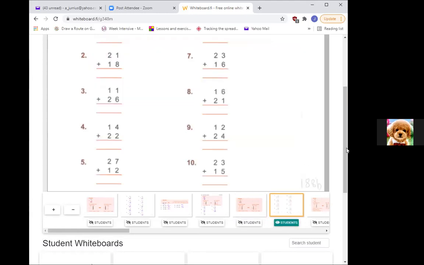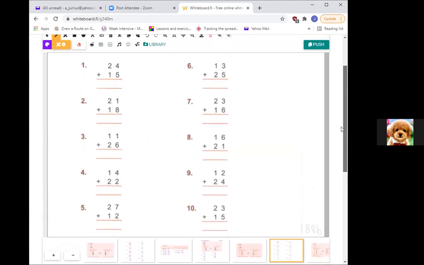Okay, so we're going to do a bunch of examples, and we're starting with example 1. We're still on page 188. Evan, can you do the first one for me? What does the question say? 24 plus 16 equals. So add it in columns. So do the ones column first.